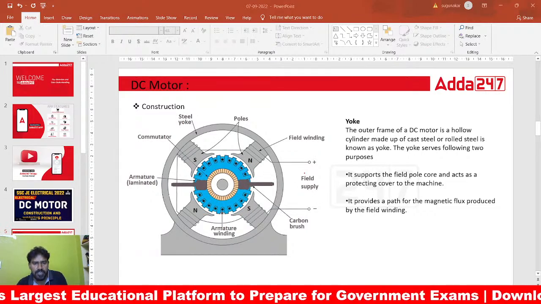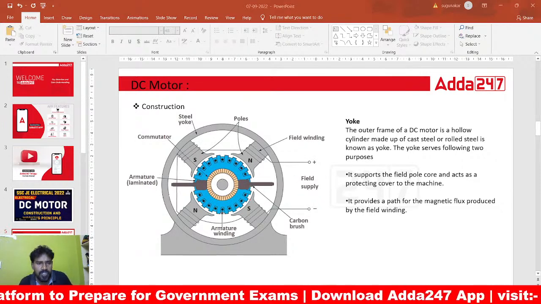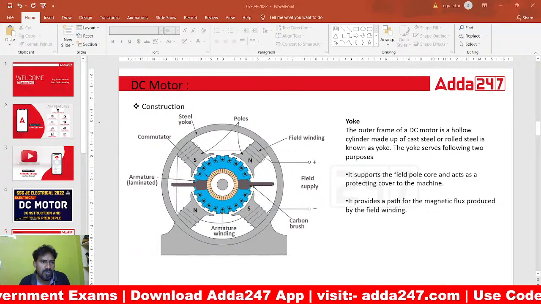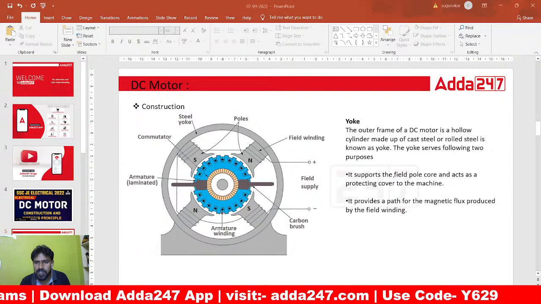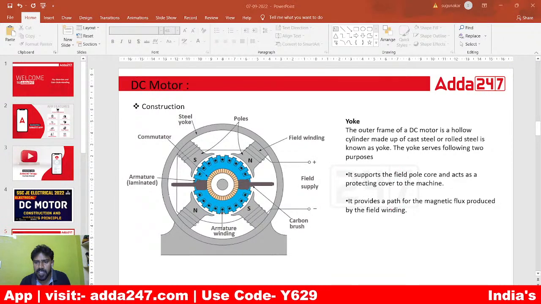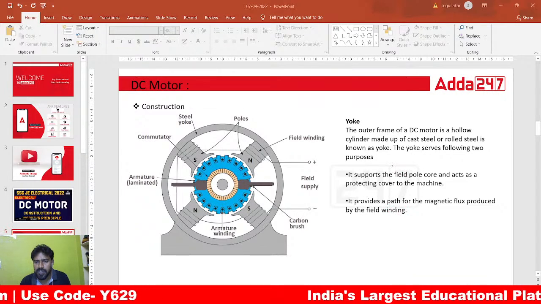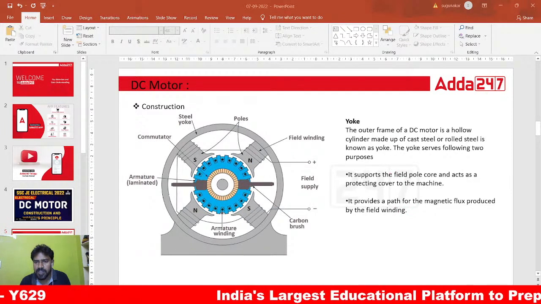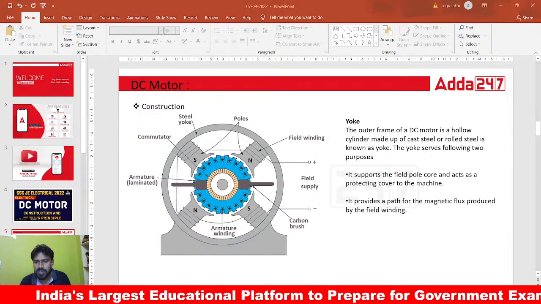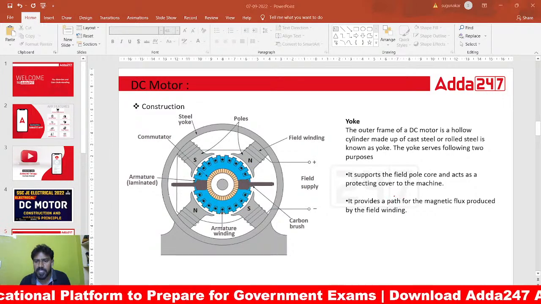So another one is brushes. So this is why we are using these brushes here. So these are the brushes. If you draw like this, it is easy to remember. So this is the armature and these are the brushes. So this is the symbol.